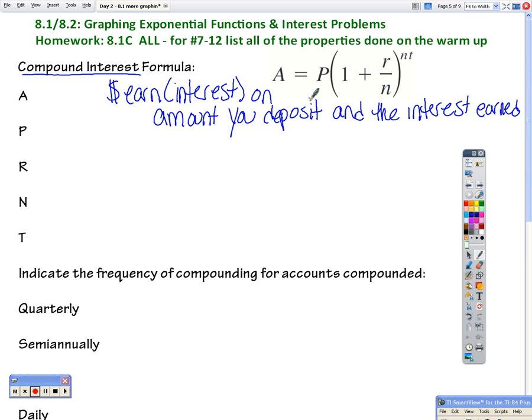This page is actually in your packet, so if you're watching the video, find this page in your packet so you can actually add all of these notes right to that page. This formula you need to memorize.